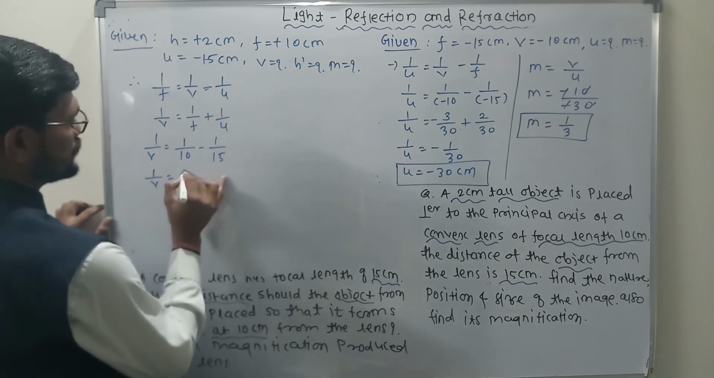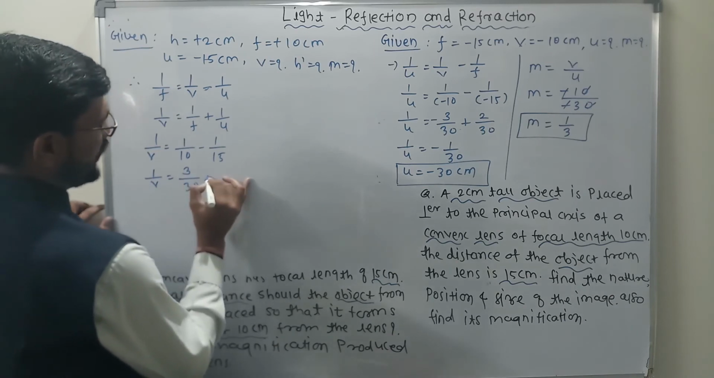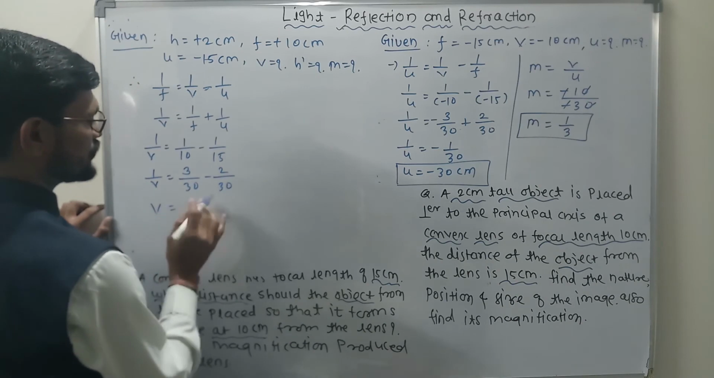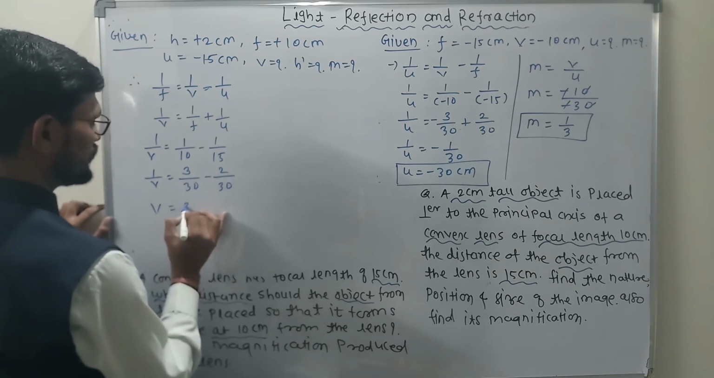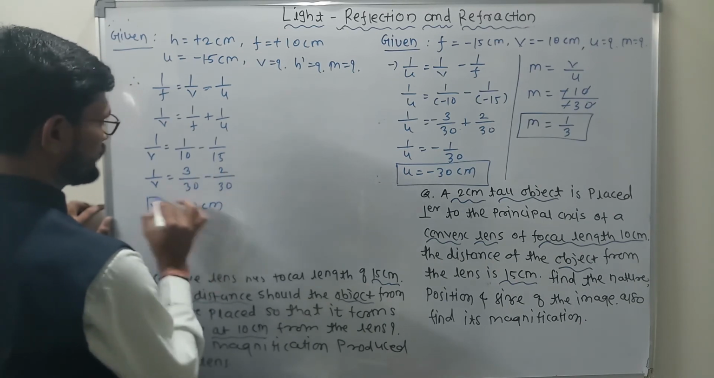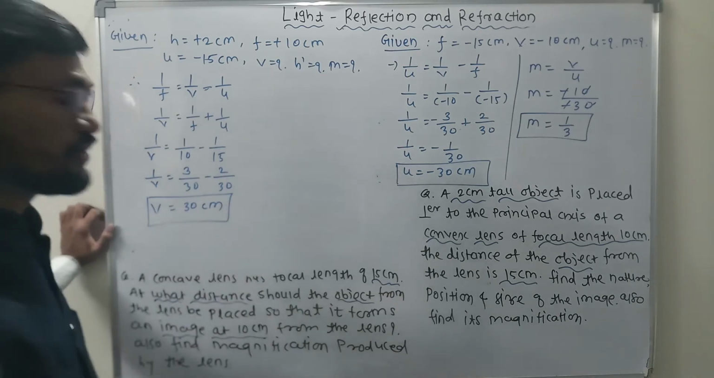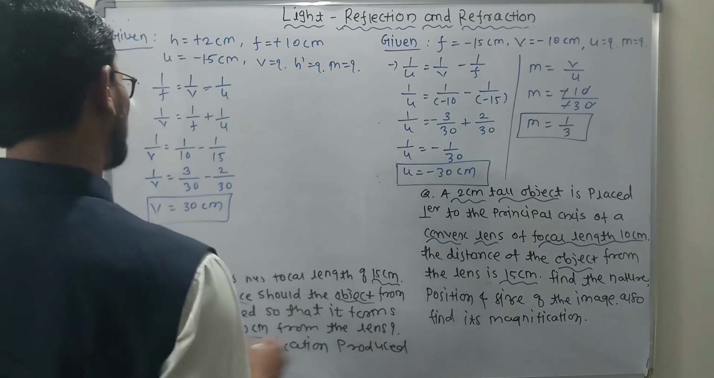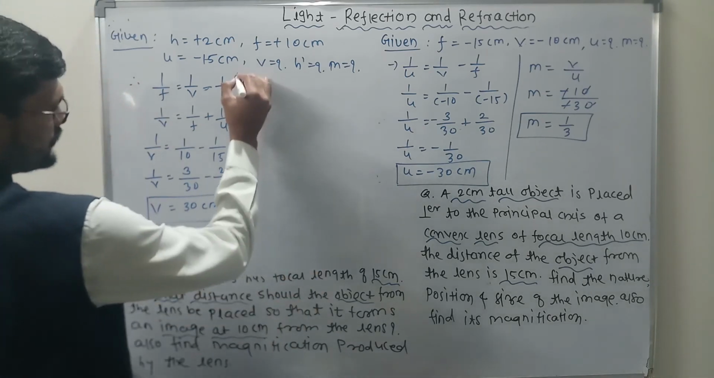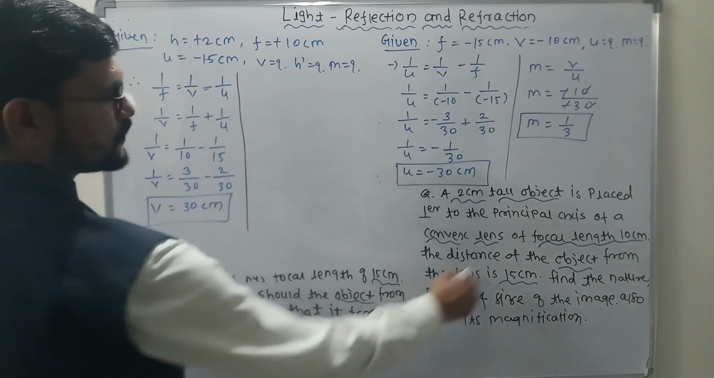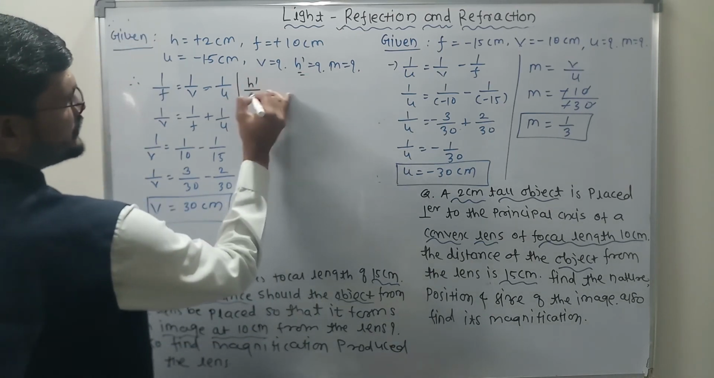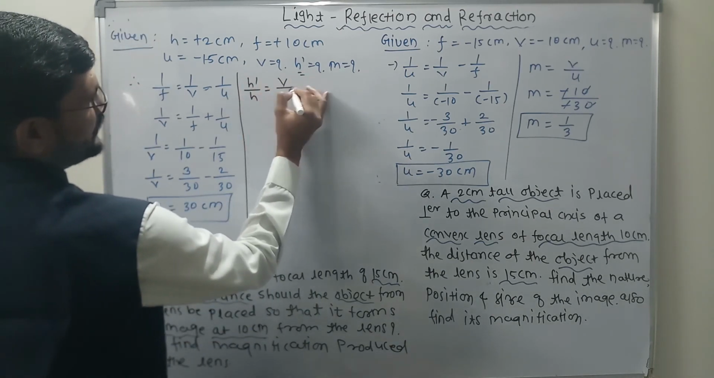Clear? Convert these values. 1 by v is equal to 3 divided by 30 and minus 2 divided by 30. So v is equal to how much now? 1 by 30. So that is equal to 30 centimeter. So where is the image formed? At a distance of 30 centimeter. Clear? So this is one thing. Now the second thing we wanted to calculate is the height of the image. How to calculate? We know very well that h dash divided by h is equal to v divided by u.